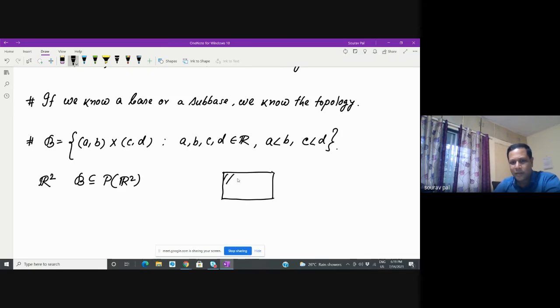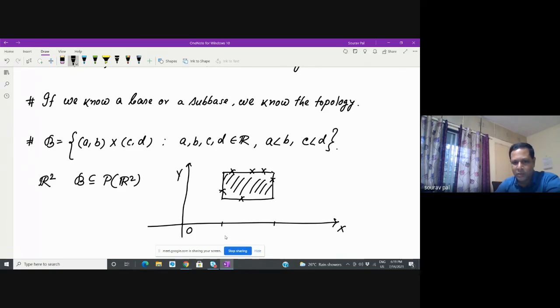So a rectangle without the boundary. This boundary is not there. This is not there. Okay? Because we have chosen the open intervals. So this is what we have in R2. If this is the origin, this is your x-axis and this is your y-axis. And if you have this to be your AB and this to be your CD, then if you take their Cartesian product, you have such an open rectangle.